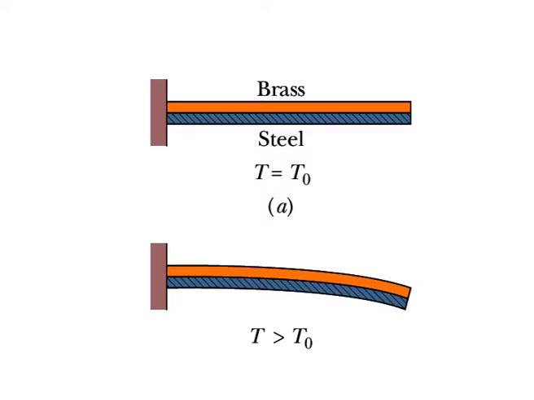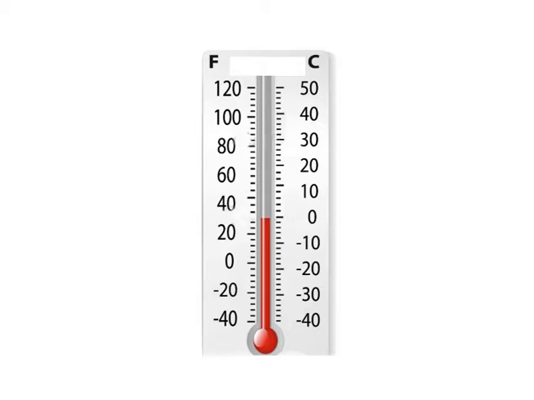Many thermostats operate on this principle, making and breaking an electrical contact as the temperature rises and falls. Also, the familiar liquid-in-glass thermometers are based on the fact that liquids such as mercury and alcohol expand to a different extent than their glass containers.